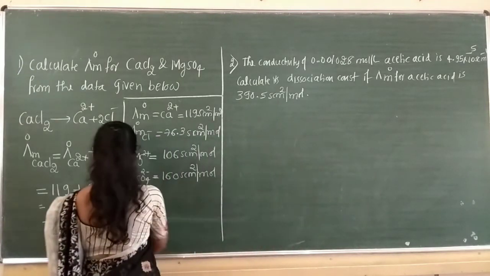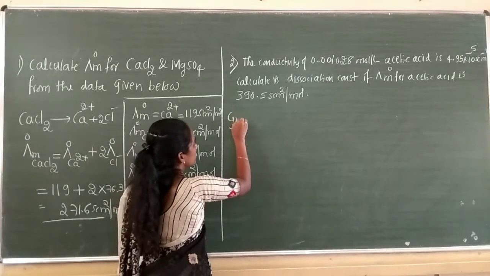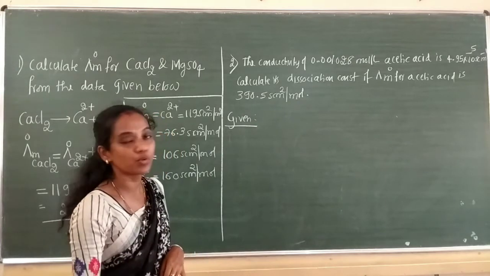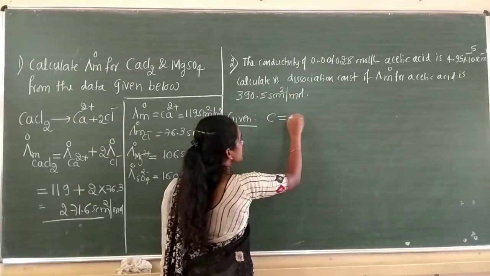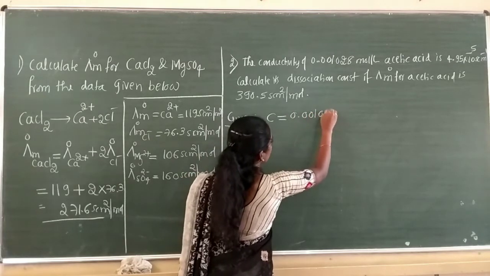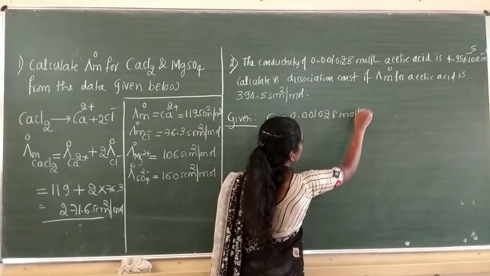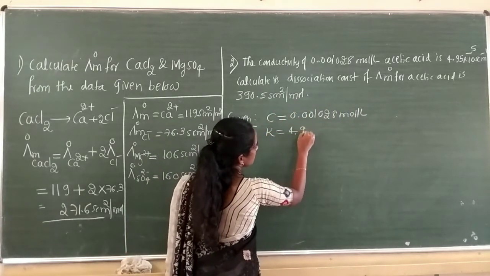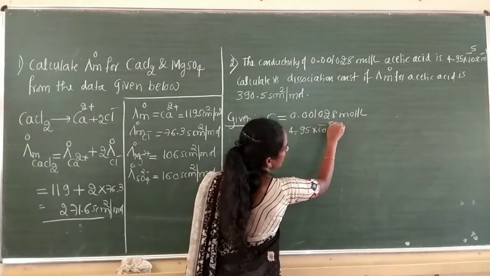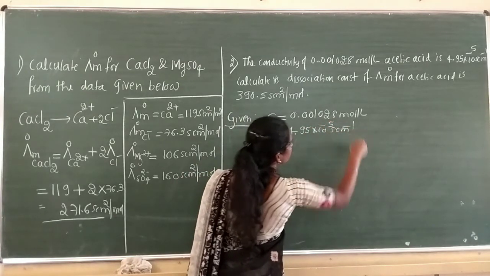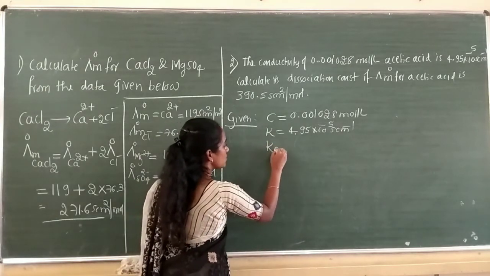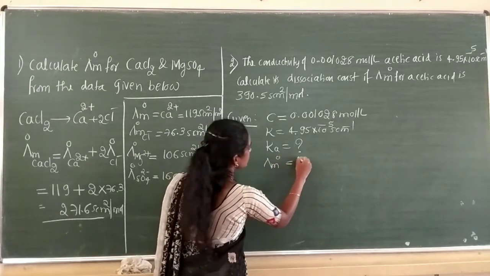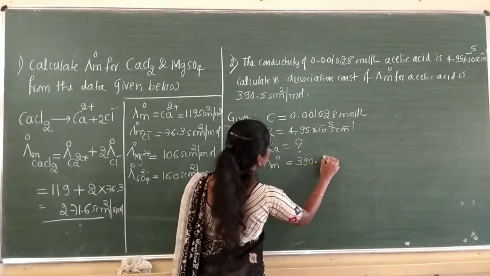So now let us write the values given. The 0.001028 mole per liter, what is that? It is a concentration. C is given, 0.001028 mole per liter. What is the value of conductivity? It is 4.95 into 10 to the power minus 5 Siemens centimeter inverse. Calculate the dissociation constant Ka. And what is given? The limiting molar conductivity of acetic acid is 390.5.